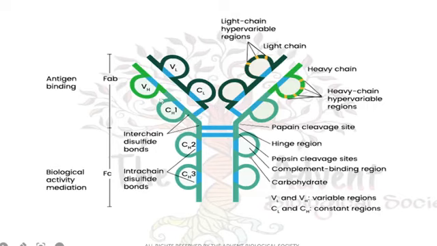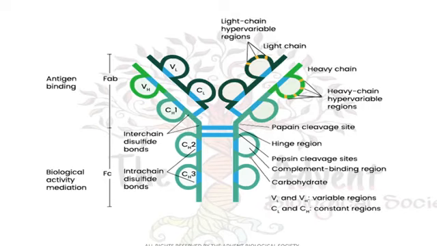In case of the variable region of the heavy chain, there is the VH region, and in case of the light chain, there is the VL region. The variable region comprises the CDRs, that is the complementarity determining regions. Now these CDRs are generally the areas at which the paratopes are present.